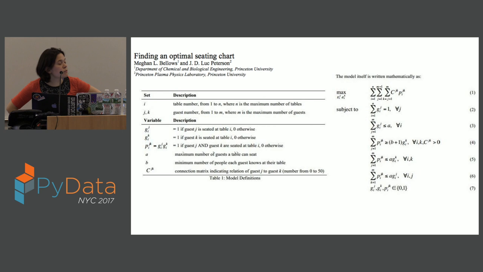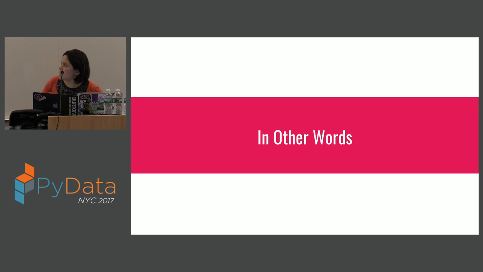There are other ways of solving this problem. Megan Bellows and JD Luke Peterson do a really nice job of defining the happiness metric as a distance between individuals in which if people know each other, we give them a score of 1. If people don't know each other, we give them a score of 0. And if they're, you know, partners or close family, like parents and children or something like that, then we give them a score of 50. We subject them to a number of additional constraints.